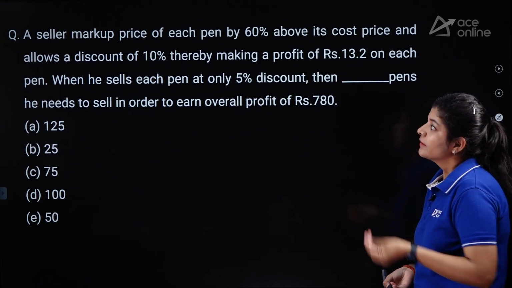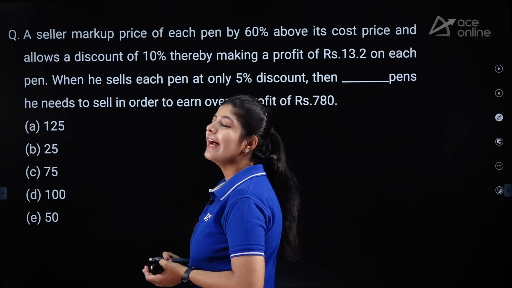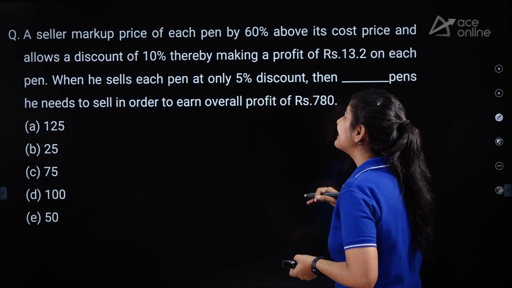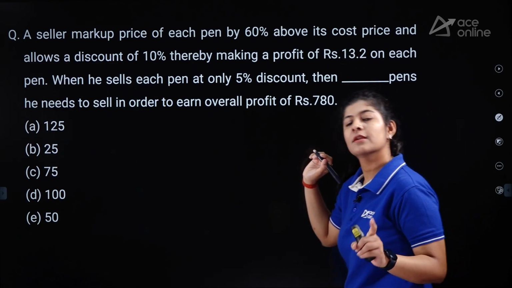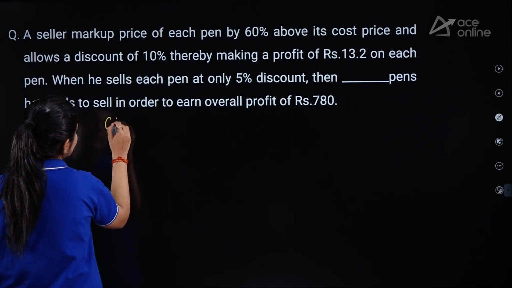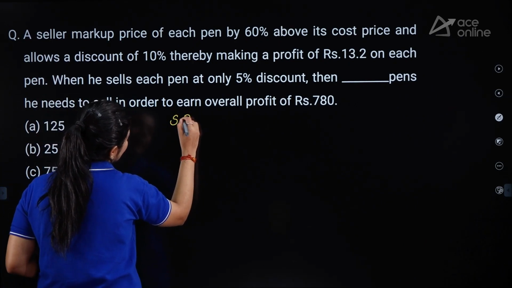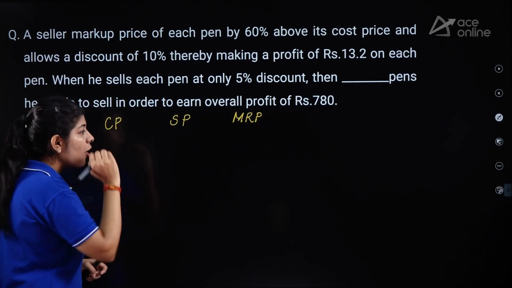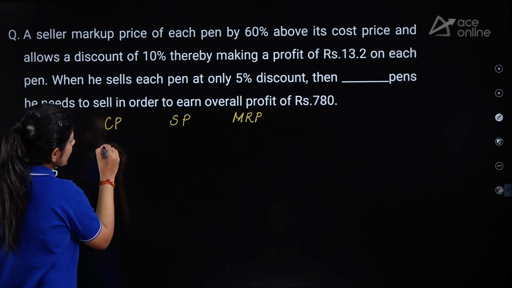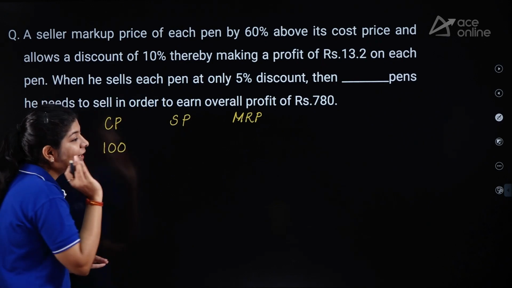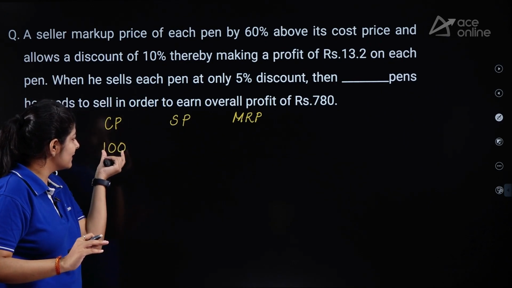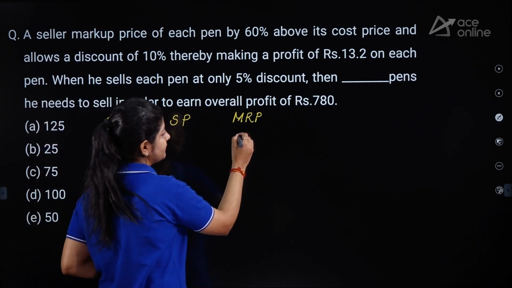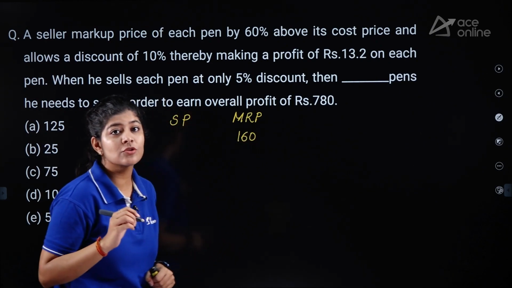Okay, so let's start discussing it. Here we have a seller marking the price, that means MRP, of each pen 60% above its cost price. We don't have the cost price, so I am writing three entities: cost price, selling price and the MRP. Let's suppose, I'm just assuming it, the cost price of a single pen is 100 rupees. Then I put a tag of 160 rupees on it, which is 60% above.